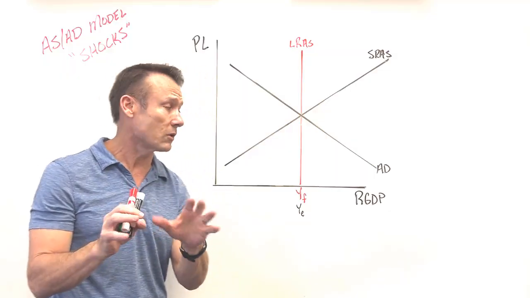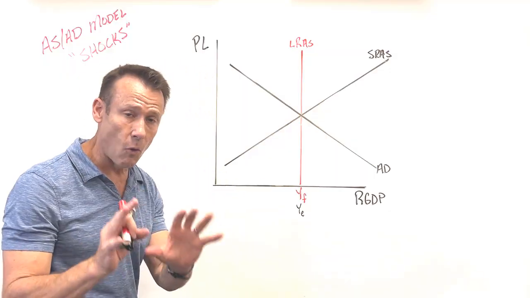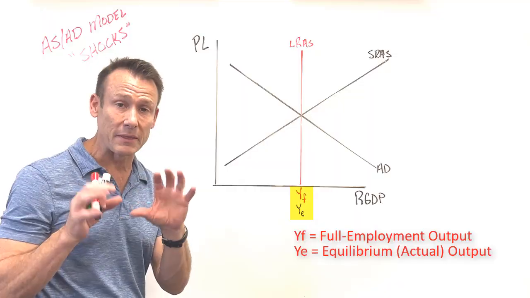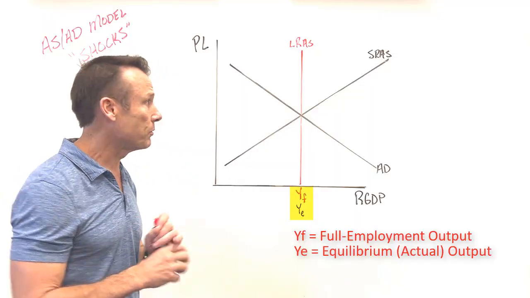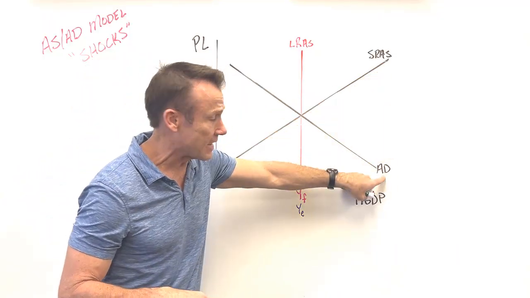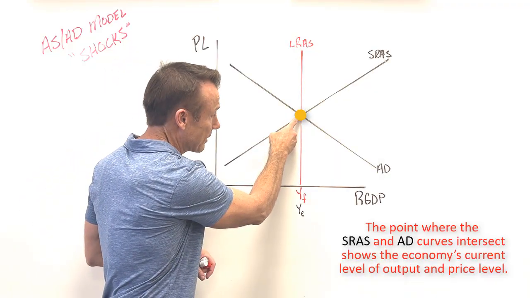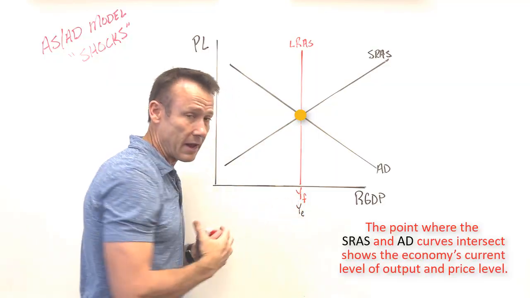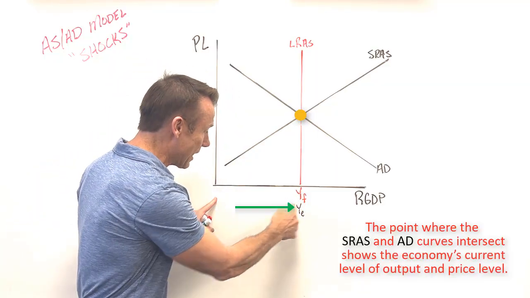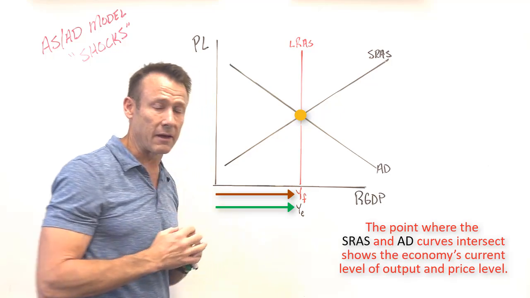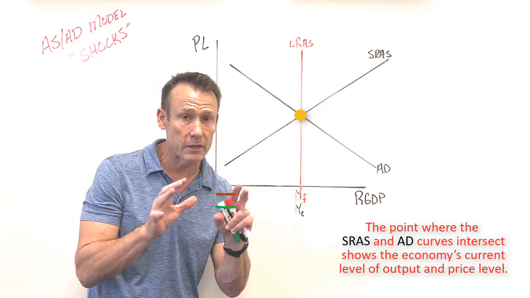Now, before I get going, I want you to understand we are at full employment output right now. What do I mean by that? Our intersection of our SRAS and AD, which is where we are at, is right here at full employment output. So we've got YE equaling YF. That is called a long run equilibrium.